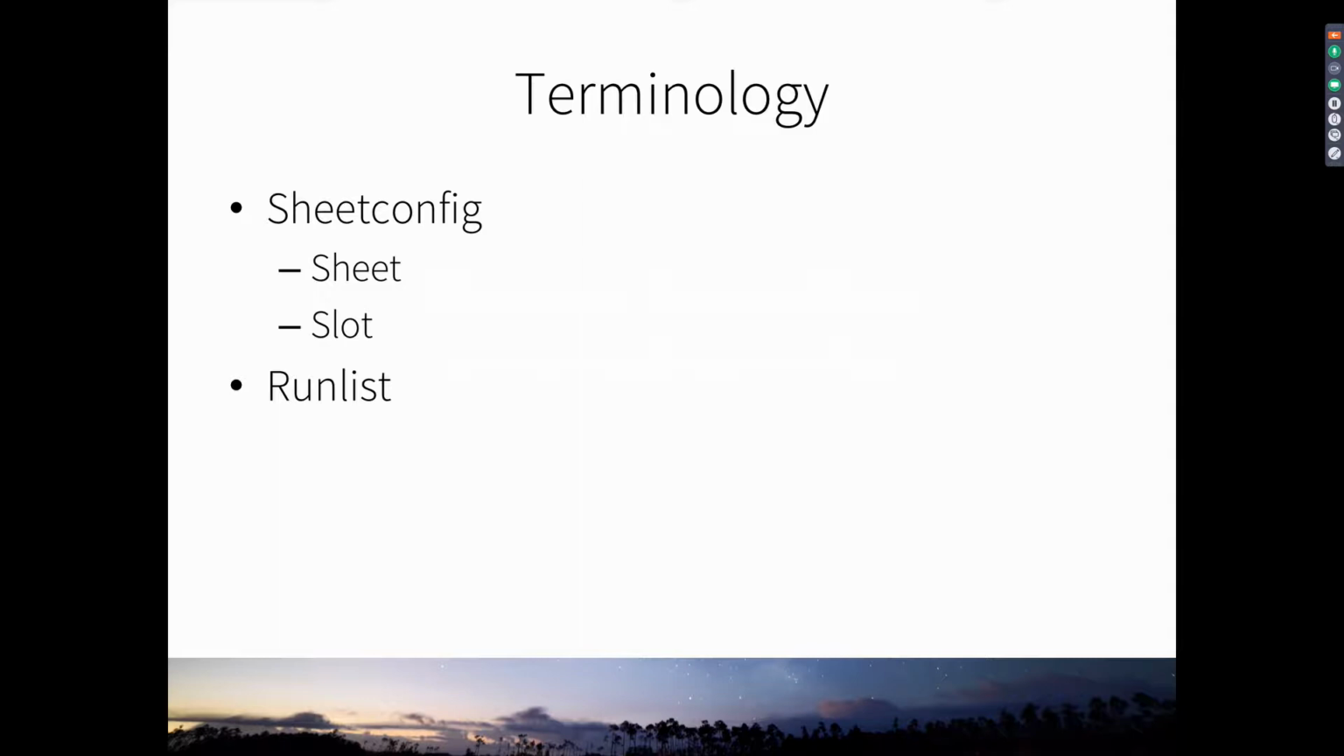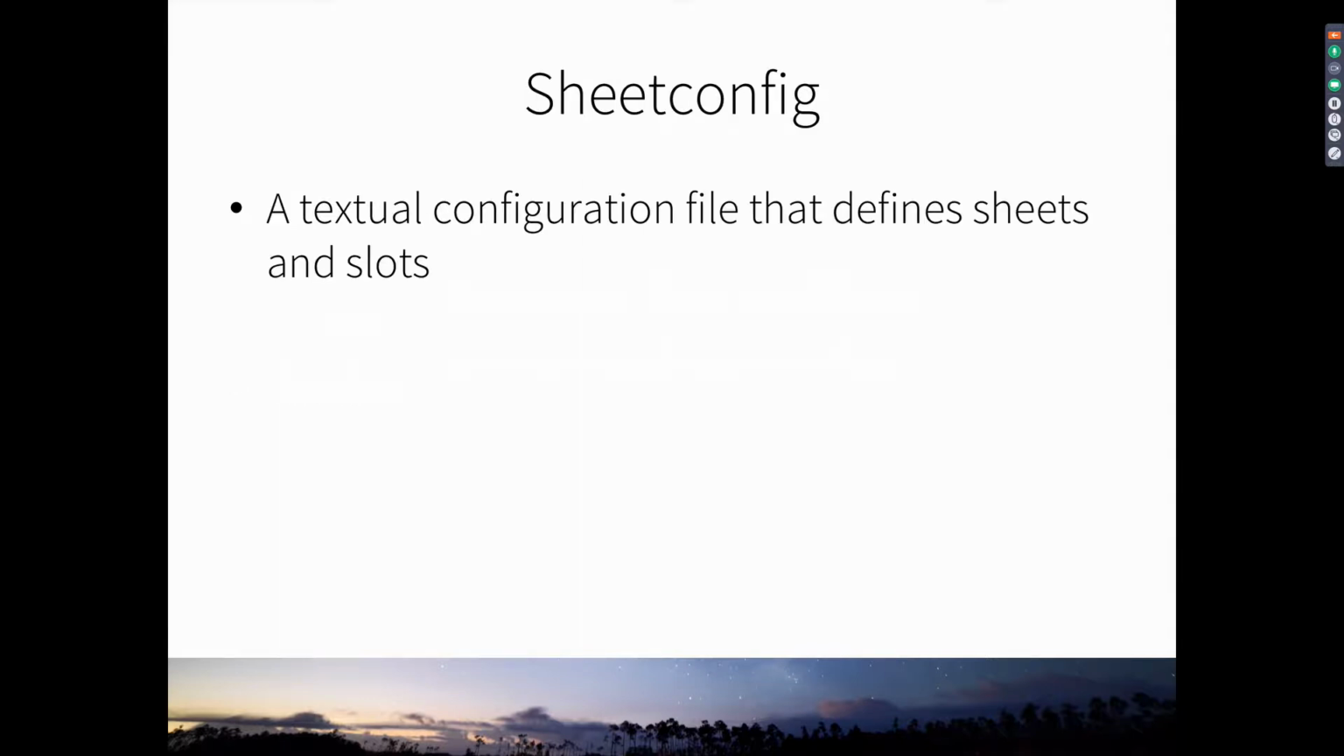First of all, terminology. There are two configuration files that we need to talk about. The first one is called Sheetconfig, and the second one is Runlist. And then there are some very key items that we want to talk about, and that is sheets and slots. So I try to keep this as short as I can while still explaining the basic properties of each.